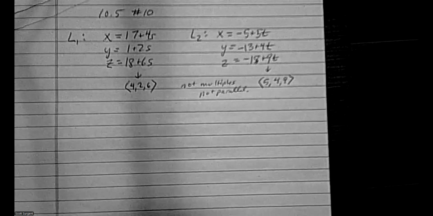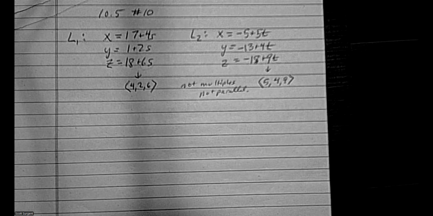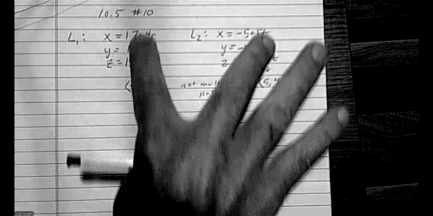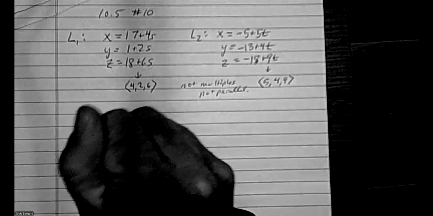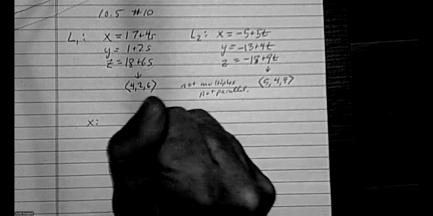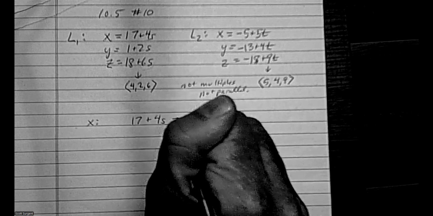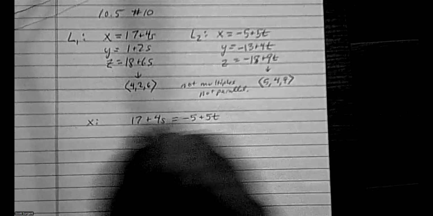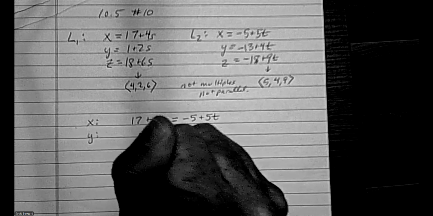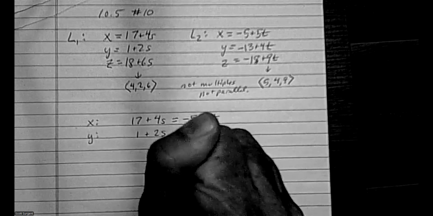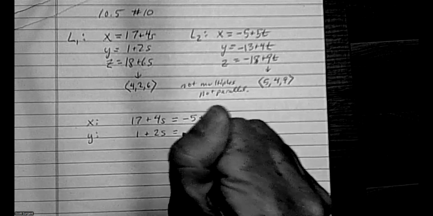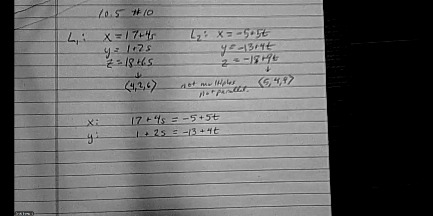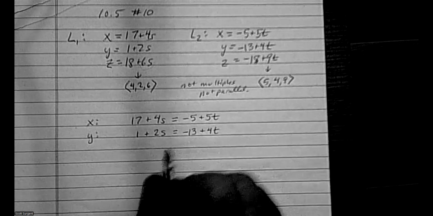Now we're going to see if they intersect. We're going to try to force it. So you take the equations. I'll take the x's and set them equal to each other: 17 plus 4s is equal to negative 5 plus 5t. Then I'll take the y's and do the same thing: 1 plus 2s is equal to negative 13 plus 4t. Now this is a solvable system because it's two variables and two equations. I should be able to get an answer.